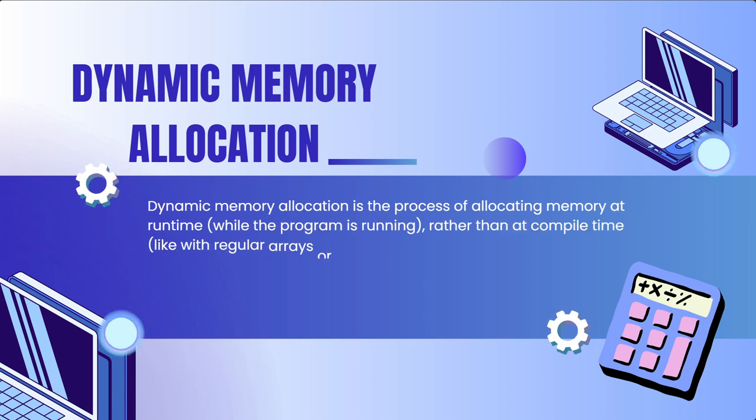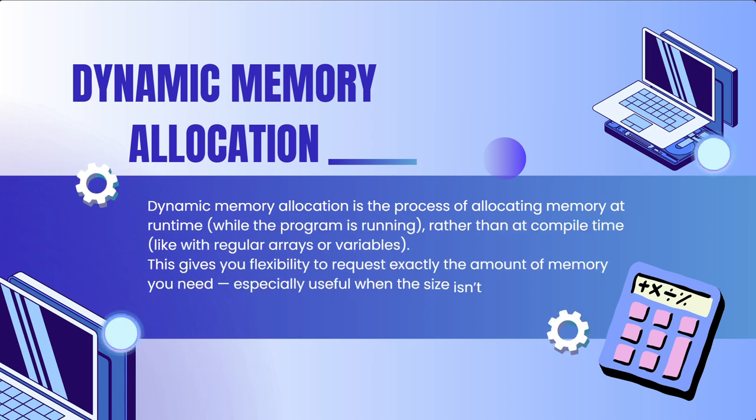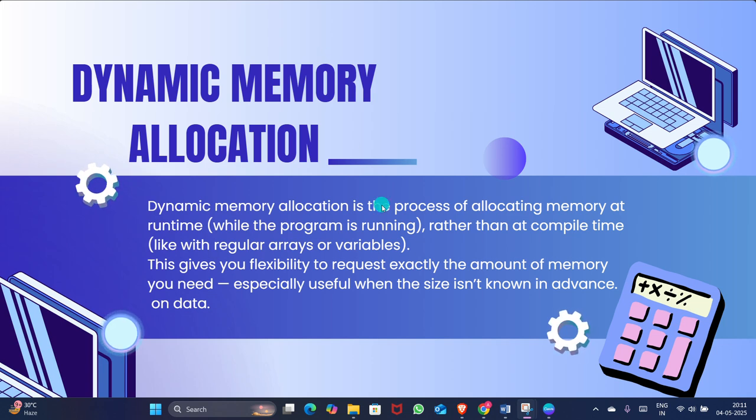Dynamic memory allocation. This is the last part of the last chapter. Dynamic memory allocation is a process of allocating memory at runtime when the program is running, rather than at compile time, like with regular arrays or variables. This gives you the flexibility to request exactly the amount of memory you need, especially useful when the size isn't known in advance on your data.